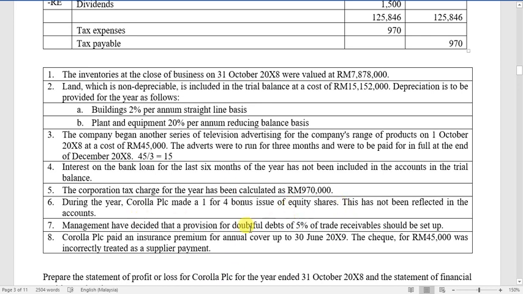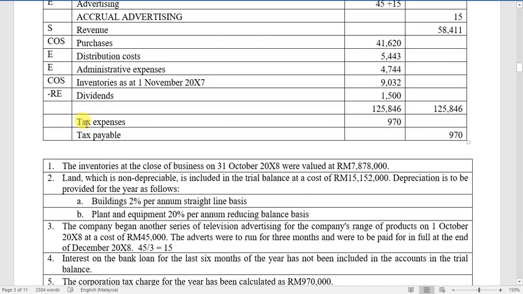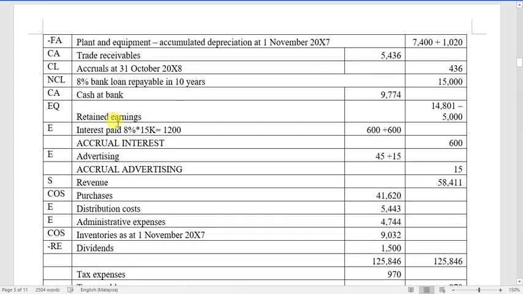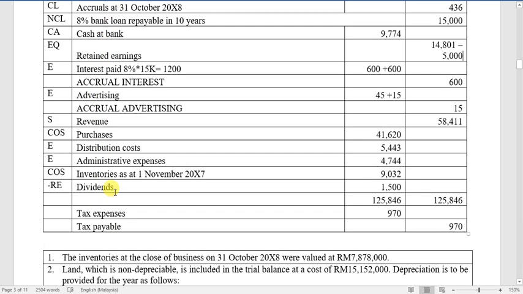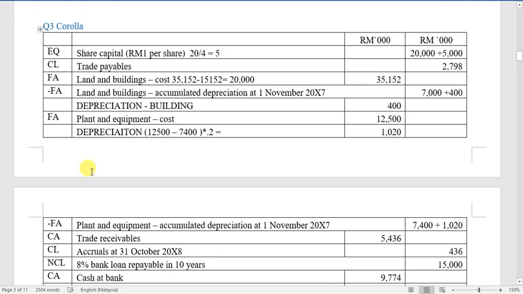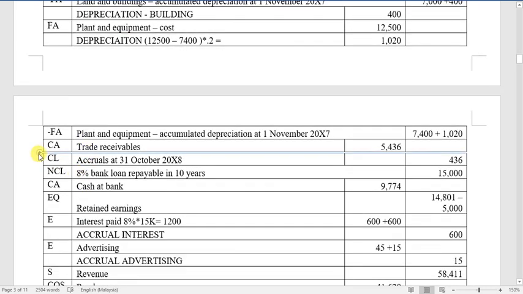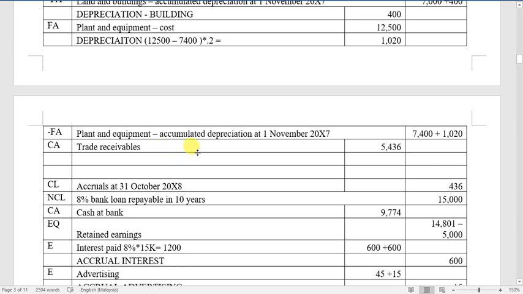Okay. Now, provision for doubtful debts, 5% should be set up. Okay. This is your trade debtors. Do you have any provision for doubtful debt before this? Any allowance or debtors? Okay, so everything new. This one times 5%. You have doubtful debts and your provisions for doubtful debt.